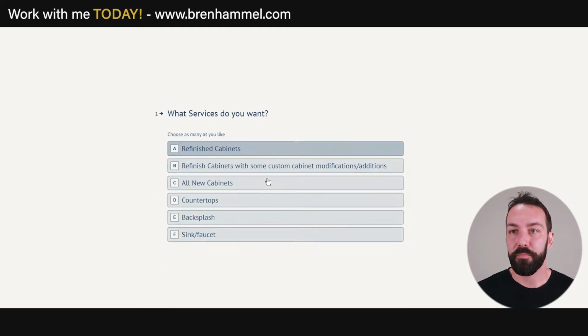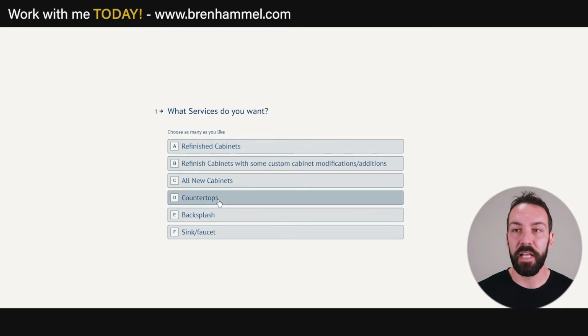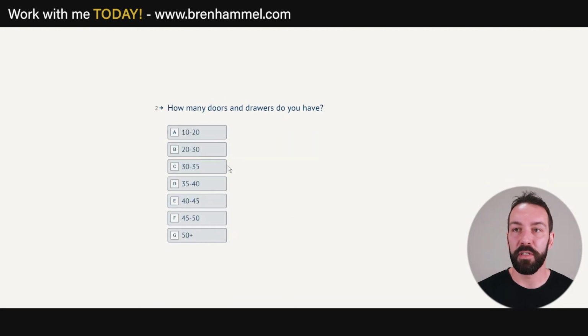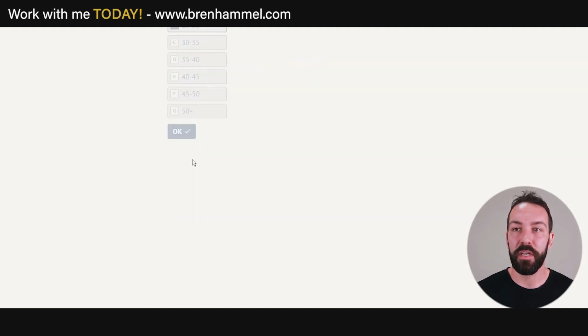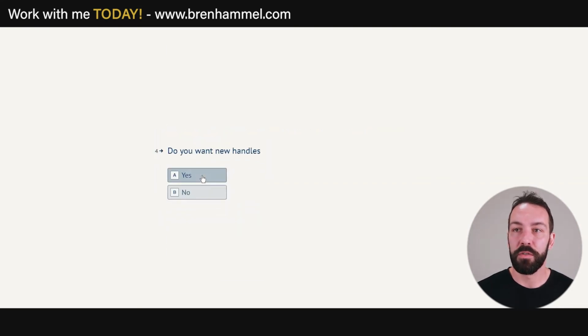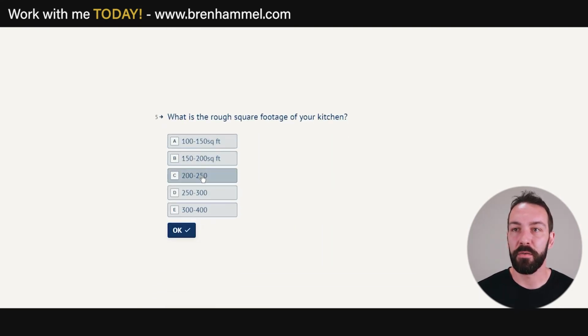So sign me up, and so we can pick the service that the prospect wants. So we're just going to go with refinished cabinets, and we'll go with countertops as well, and we'll move on to the next one. This one is pre-qualification, but it also sorts out the calculation of costs as we move along. So just how many are you looking to refinish? Do you want holes? Yeah, we'll fix up the holes. Do you want new handles? Of course, we want new handles.